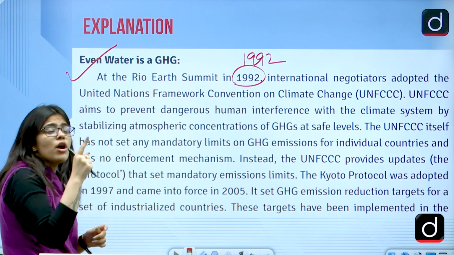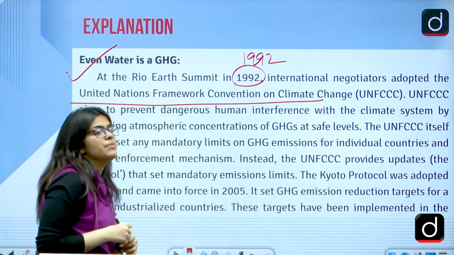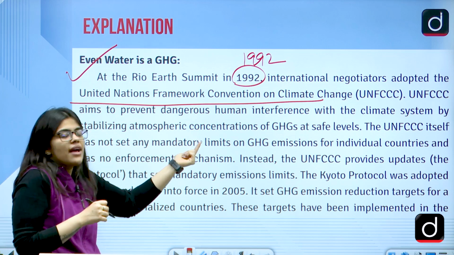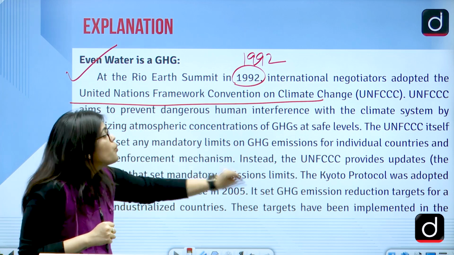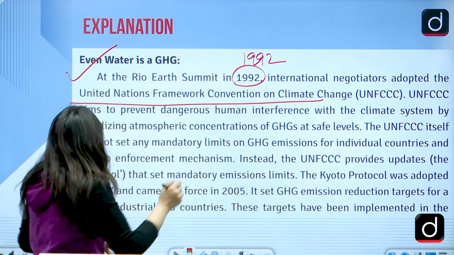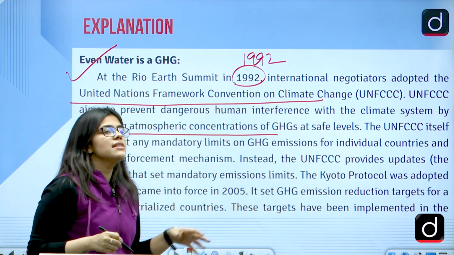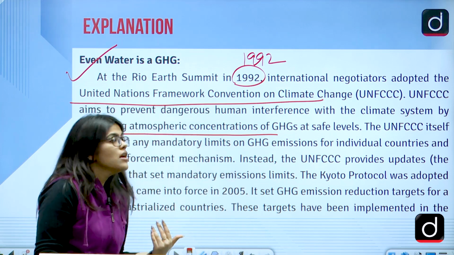What is the full form of this body? This is the United Nations Framework Convention on Climate Change. So the UNFCCC aims to prevent dangerous human interference with the climate system. By stabilizing the atmospheric conditions, these greenhouse gases can be stabilized and we can safeguard our Earth, right?